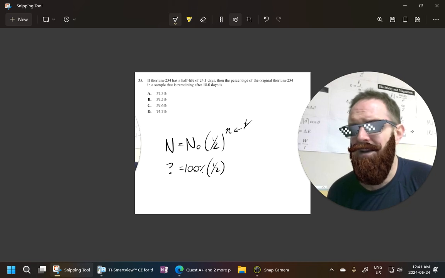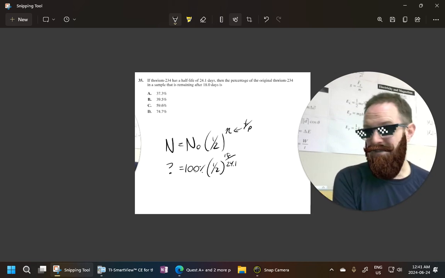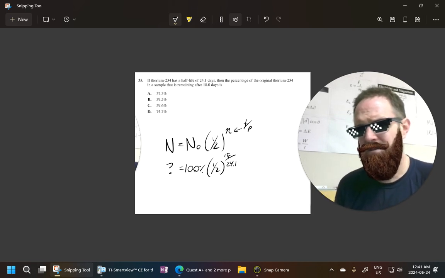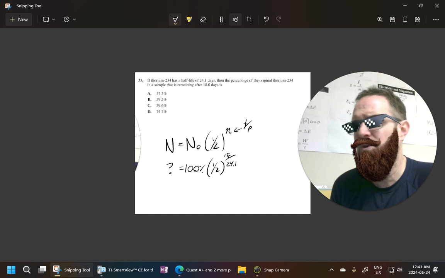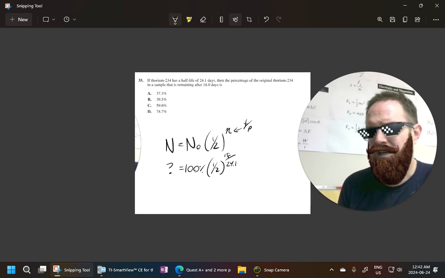If you remember your math, 30 days. But if you don't, T over P. So this is going to be time, 18, over 24.1. You have to make sure both are in the same units. They can be both years, both decades, both seconds, whatever.